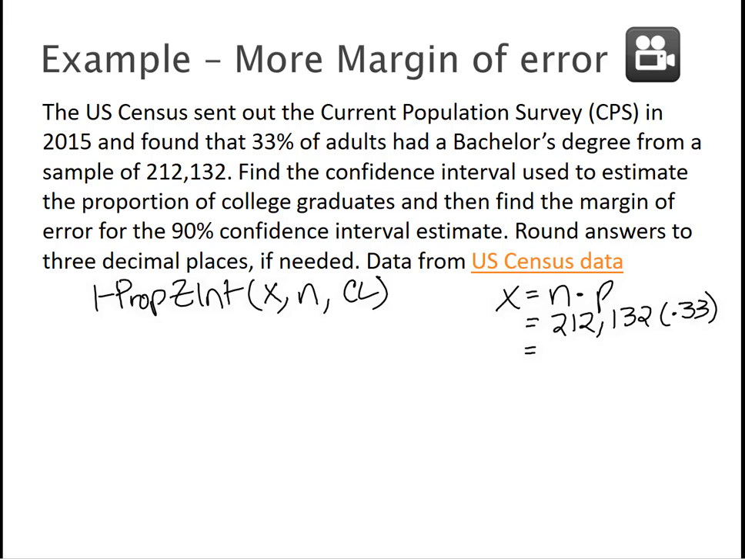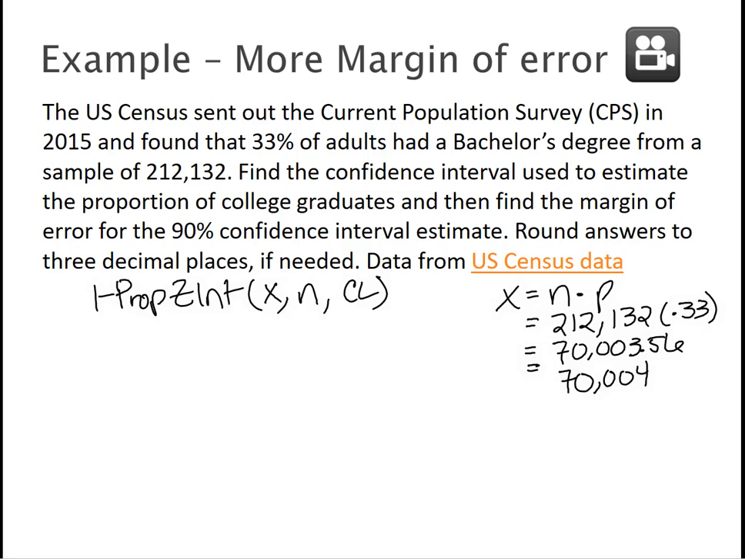When I put that in my calculator, I got 70,003.56. Now, if you use a decimal in 1 prop Z interval, you are going to have a bad day because it's going to give you an error. It wants a whole number. So I'm just going to round that up to the next whole number, and I'm going to use 70,004 as my X.